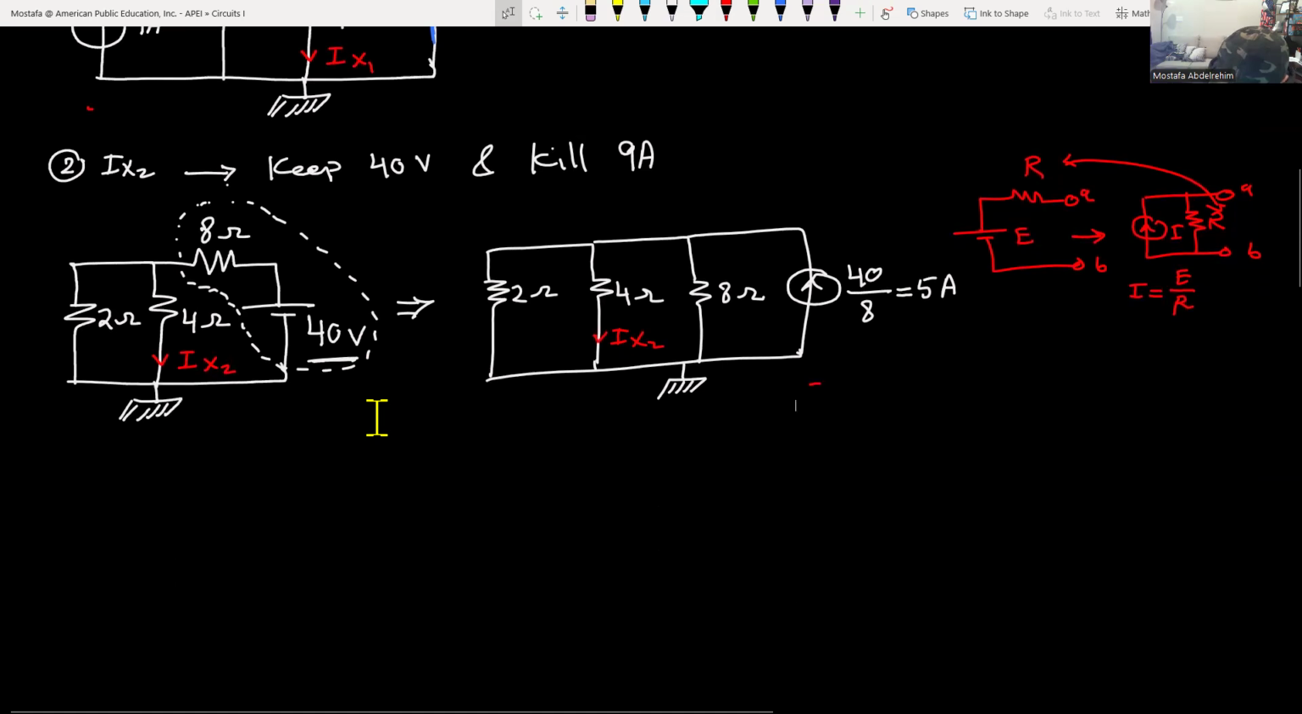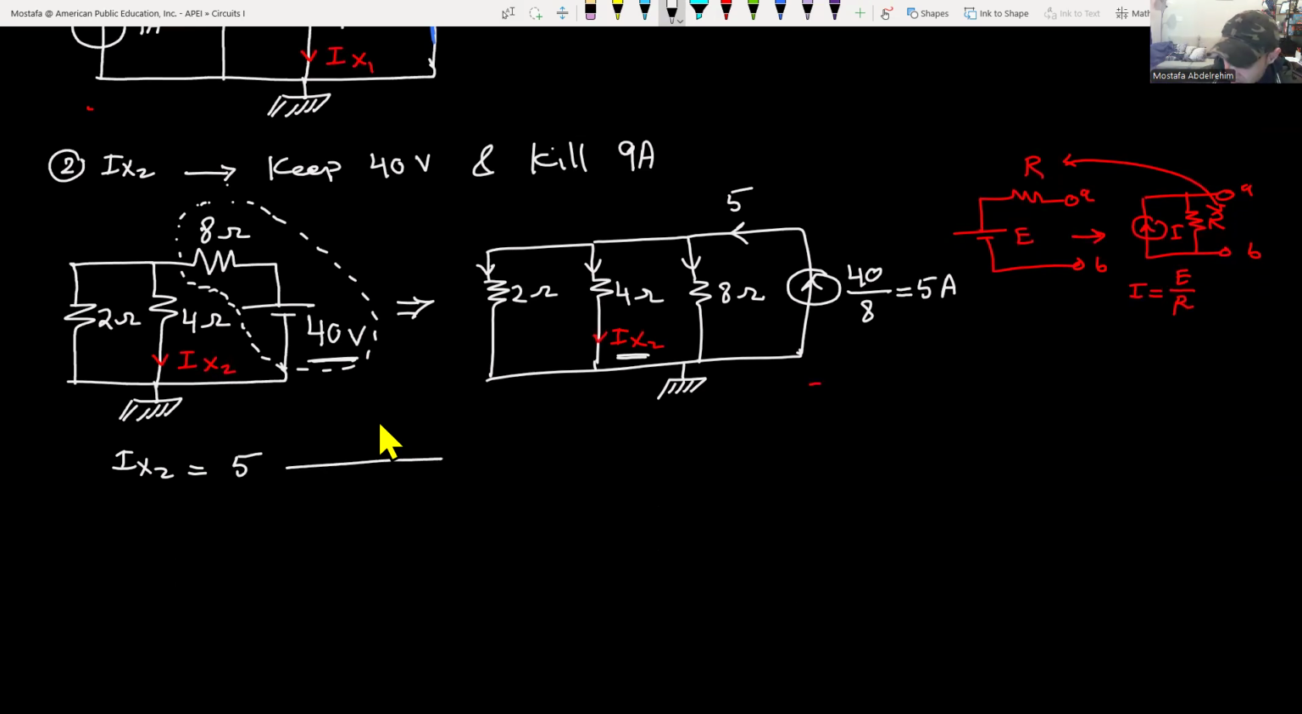So IX2, just to continue now. The total current is 5 here, which will be branched into 3 branches. We are interested in IX2, so IX2 will be the total current, which is 5, multiplied by the resistor it is flowing in, the 4 ohm. So the numerator will have all other resistances in parallel: the 8 parallel with 2. So 8 ohm parallel with 2 ohm, divided by 8 ohm parallel with 2 ohm plus the 4 ohm.